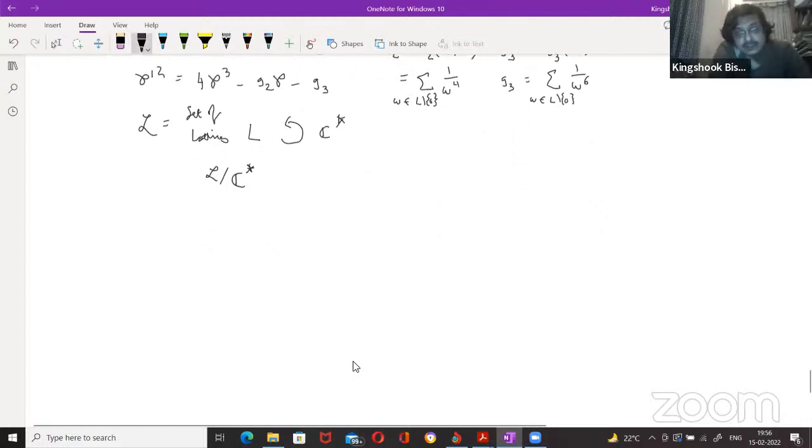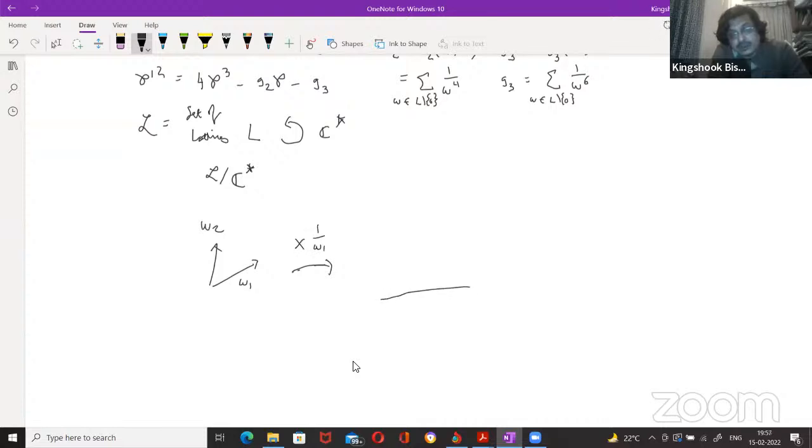So it turns out that if I have any lattice with generators omega 1 and omega 2, then I can just divide by omega 1. So I multiply by 1 over omega 1. Then the generators become 1 and some number tau in the upper half plane. So I get new generators 1 and tau of the lattice.